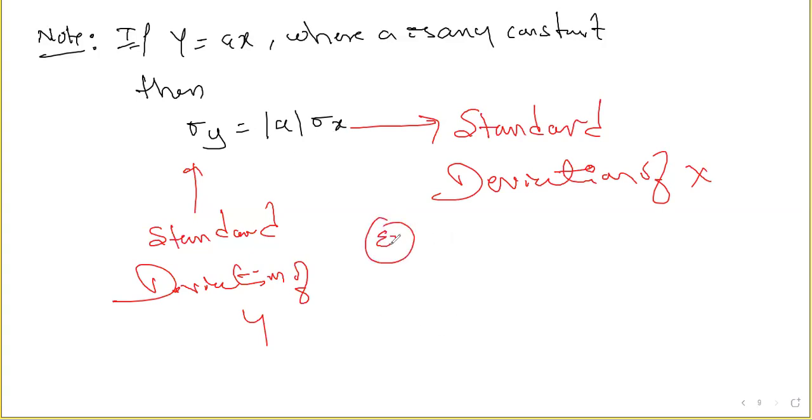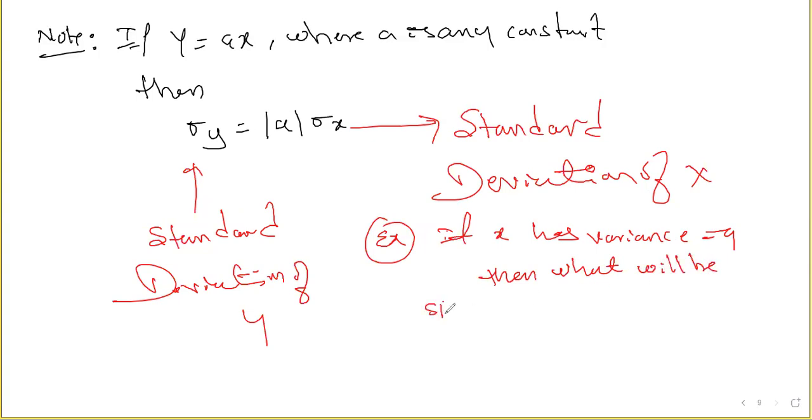Say for example, if x has variance equal to 9, then what will be the standard deviation of y equal to minus 3x? Such types of examples will be created by this note, right?